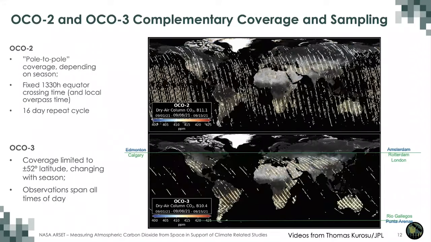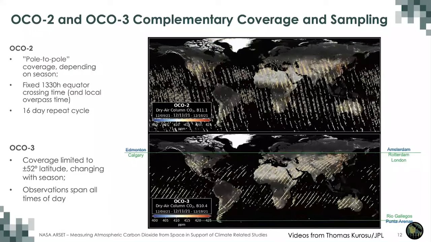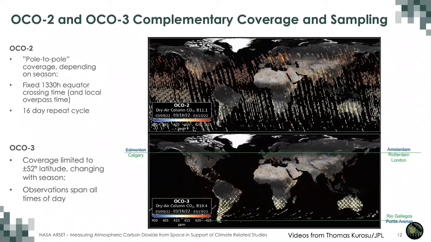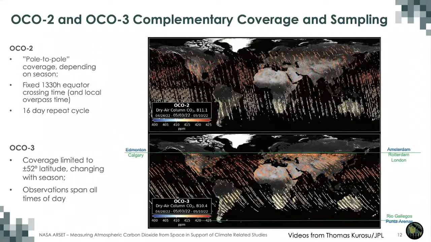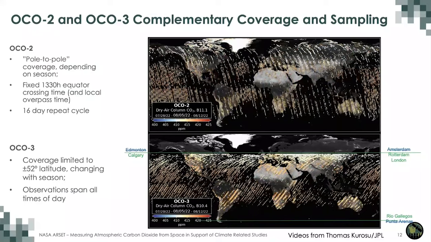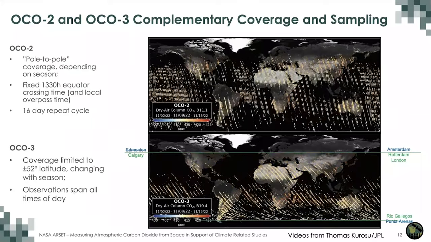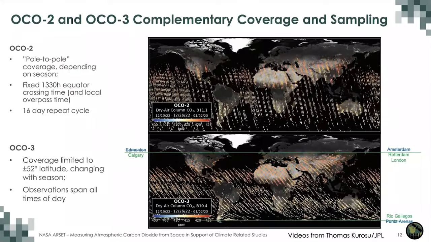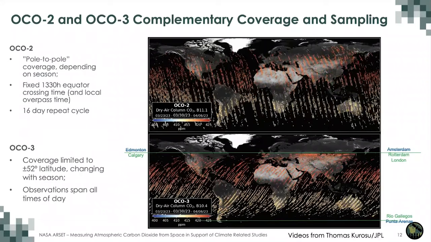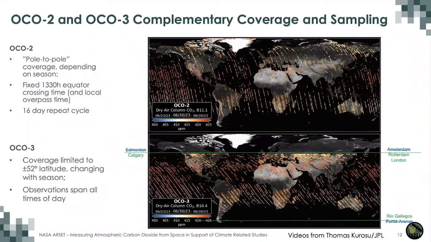OCO3 is on the inclined orbit of the space station. You can see, due to the orbit of the space station, the latitudinal coverage for OCO3 is limited to between plus or minus 52 degrees in latitude. You can also see that that coverage varies quite a lot as we move between seasons. One thing about the inclined orbit is that the observations span all times of day. So OCO2 is measuring at the same local time every day. OCO3, we get sampling of different times of day. But again, that sampling varies in time. It takes some time to build up the coverage of multiple times of day for any given location on the Earth.